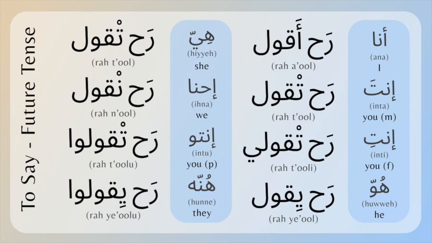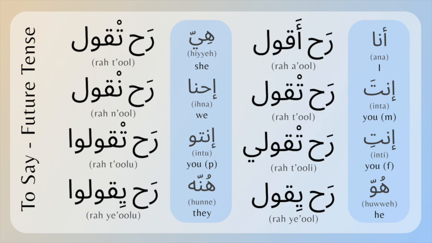راح تقول. You will say feminine version. راح تقولي. He will say راح يقول. She will say راح تقول. We will say راح نقول. You will say plural form. راح تقولوا. They will say راح يقولوا. And there you have it.